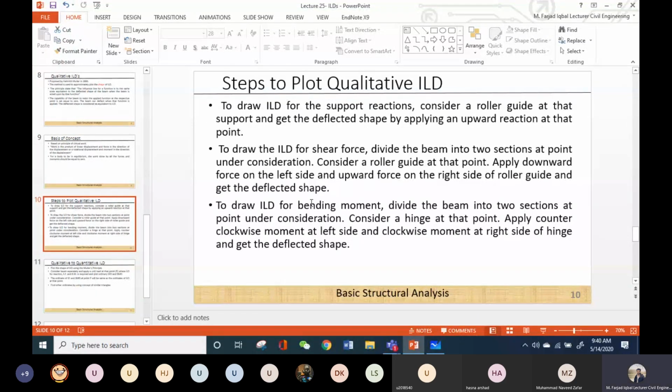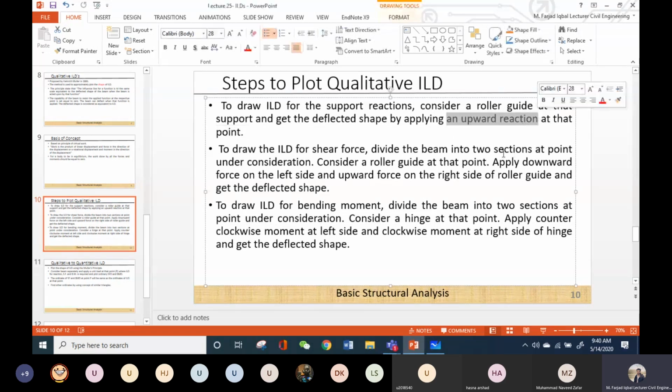So again, coming back to the topic, there are some steps to plot the qualitative ILD using the method of Muller. It basically states that if we want to draw the ILD for support reaction, it is the same as I showed you in the first example. We should consider a roller guide at that support and get the deflected shape by applying an upward reaction.